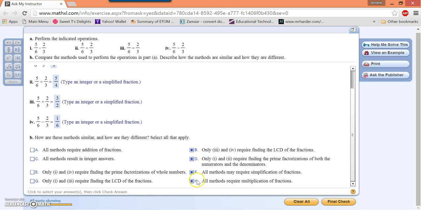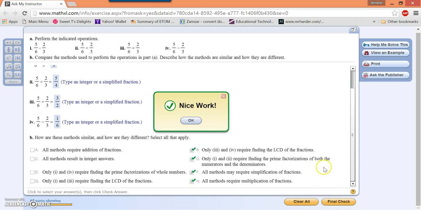So B, D, F, and H. So let's check it. We'll click final check. It is correct, and we are done.